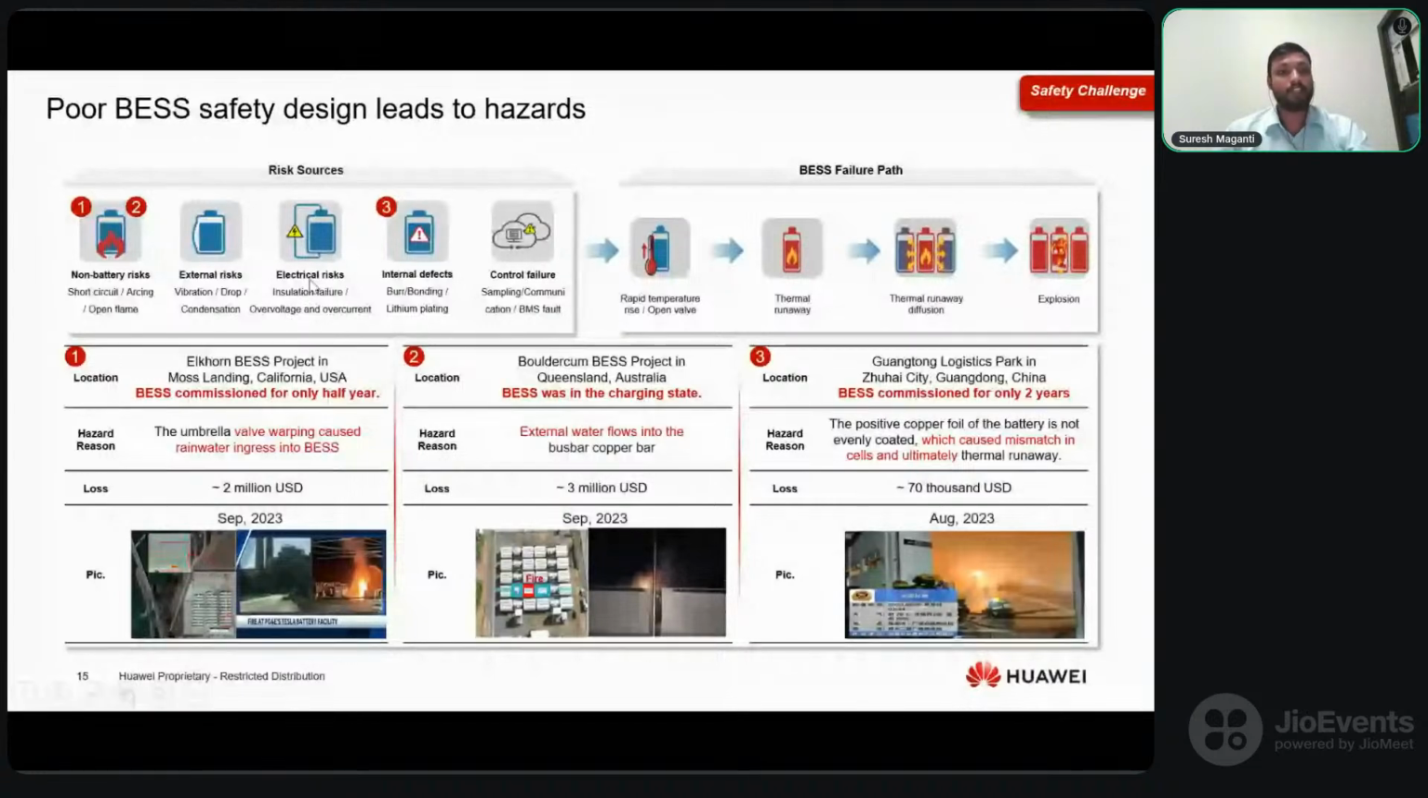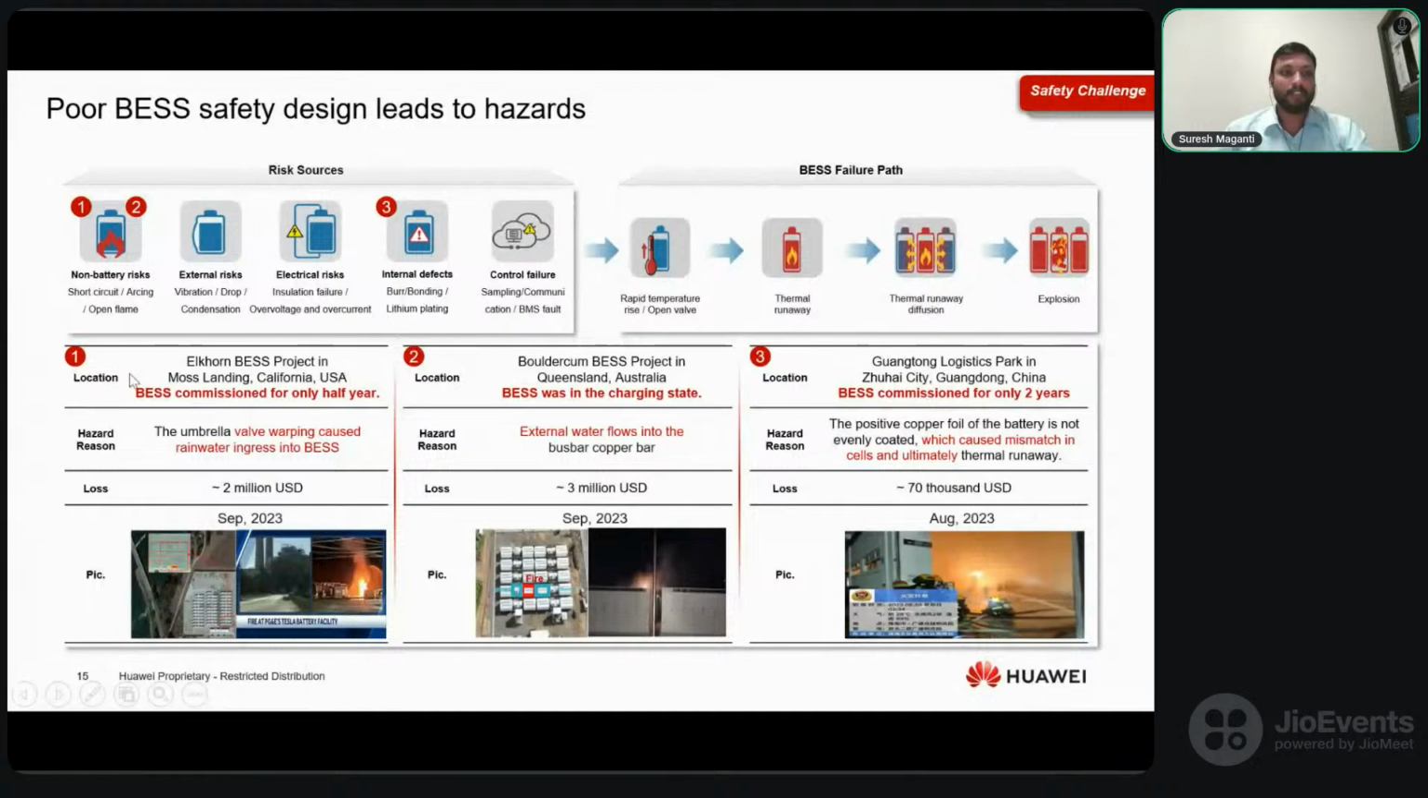Another risk source is insulation failures or over voltage and over current. These mostly come from the grid side. Another risk source is manufacturing defects, such as improper lithium plating, these kinds of internal defects. And one more important thing is failure of the battery management system. If any fault occurs, or any communication issues or sampling issues with the battery management system, that leads to a failure. So if any risk initiates, this will be the failure path of the battery energy storage system. First, there will be a rapid temperature rise inside the cell, then it will lead to thermal runaway, then it will catch fire, then it will increase the temperature of the neighboring cells, and it will further lead to an explosion, since it is a closed container. So if you don't take proper measures to dissipate these temperatures to the outside environment, it leads to an explosion.